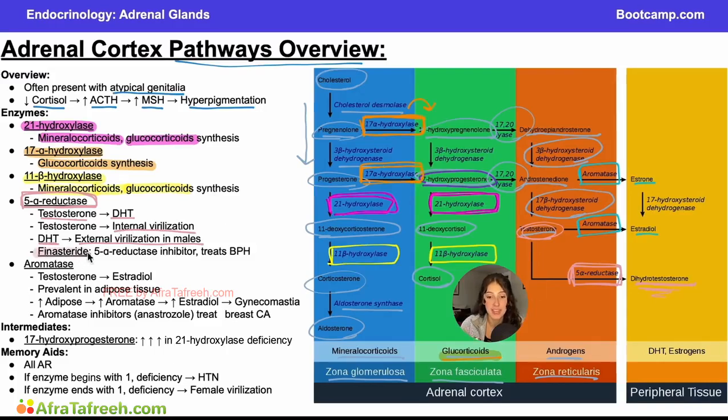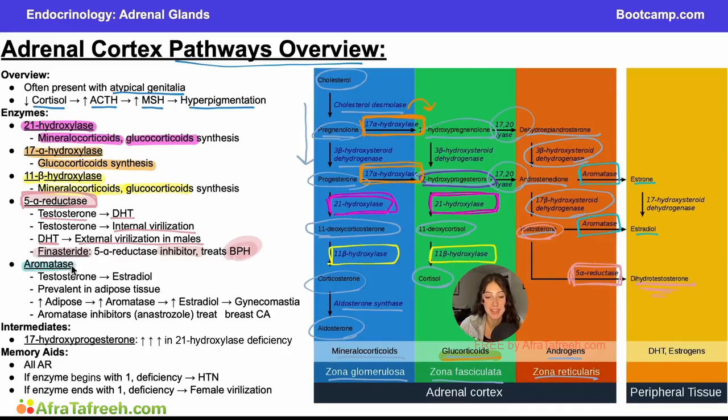An important clinical tie-in here is finasteride. Finasteride is a 5-alpha reductase inhibitor. It can be used to treat benign prostatic hyperplasia, and that should make sense to you. If we are inhibiting 5-alpha reductase, we will have less DHT, so less stimulation for our prostate to grow.